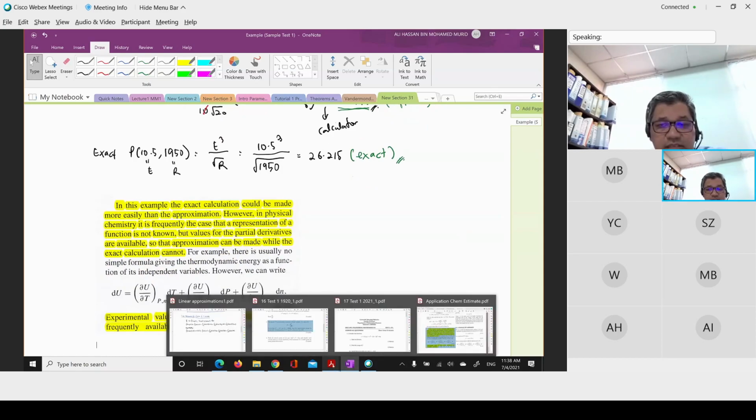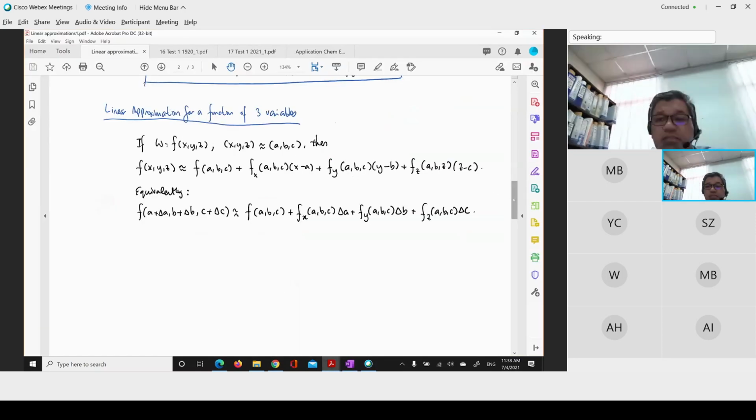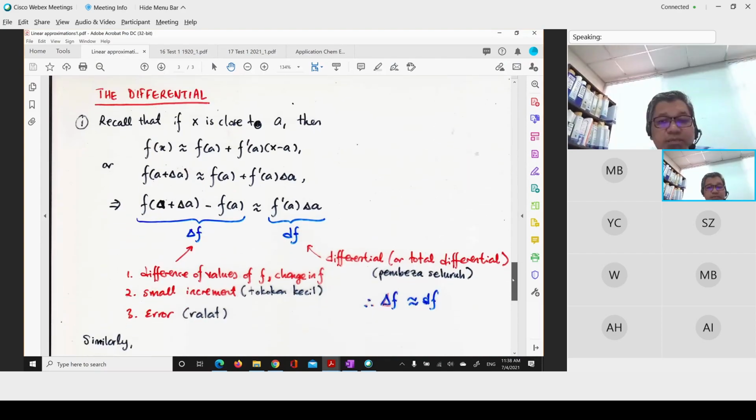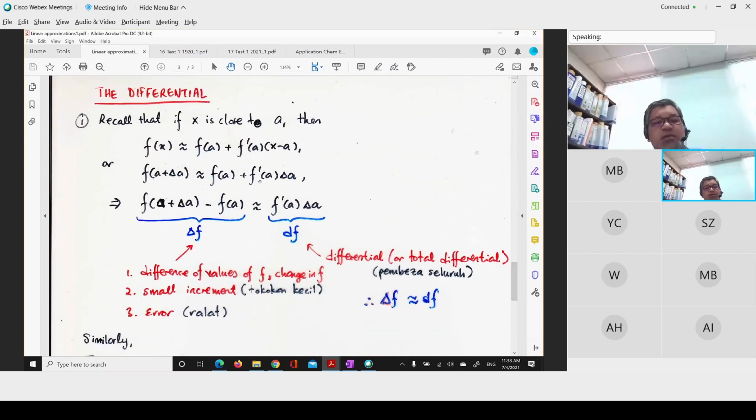Okay, next let's discuss the concept of differentials, which is also connected to linear approximation. Recall that if x is close to a, then f of x is approximately equal to f of a plus f prime a times x minus a. If I replace x by a plus delta a, then the above approximation formula becomes the second expression here.